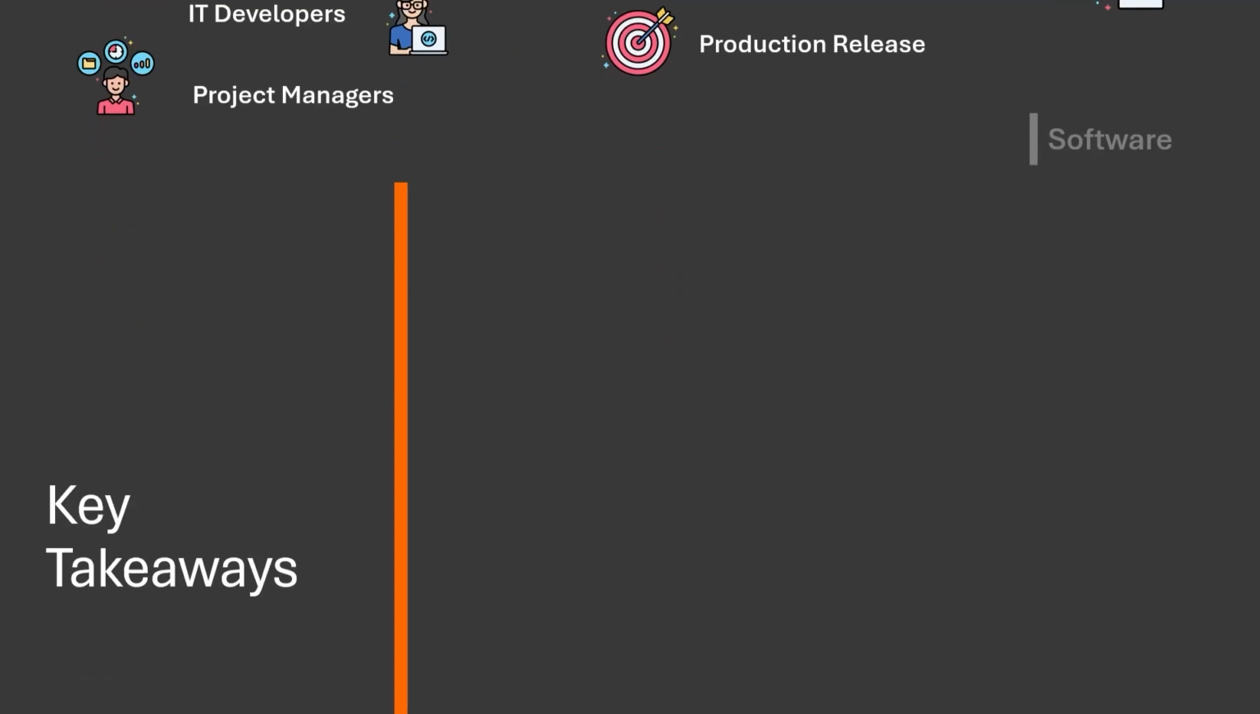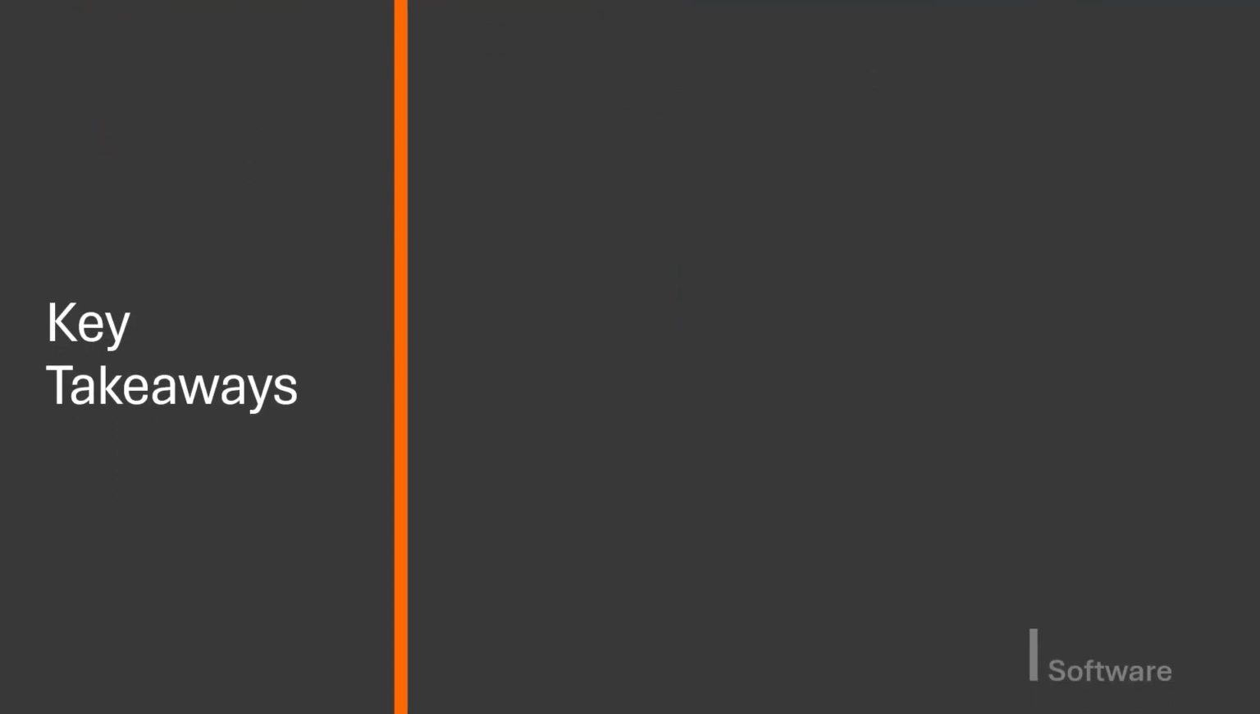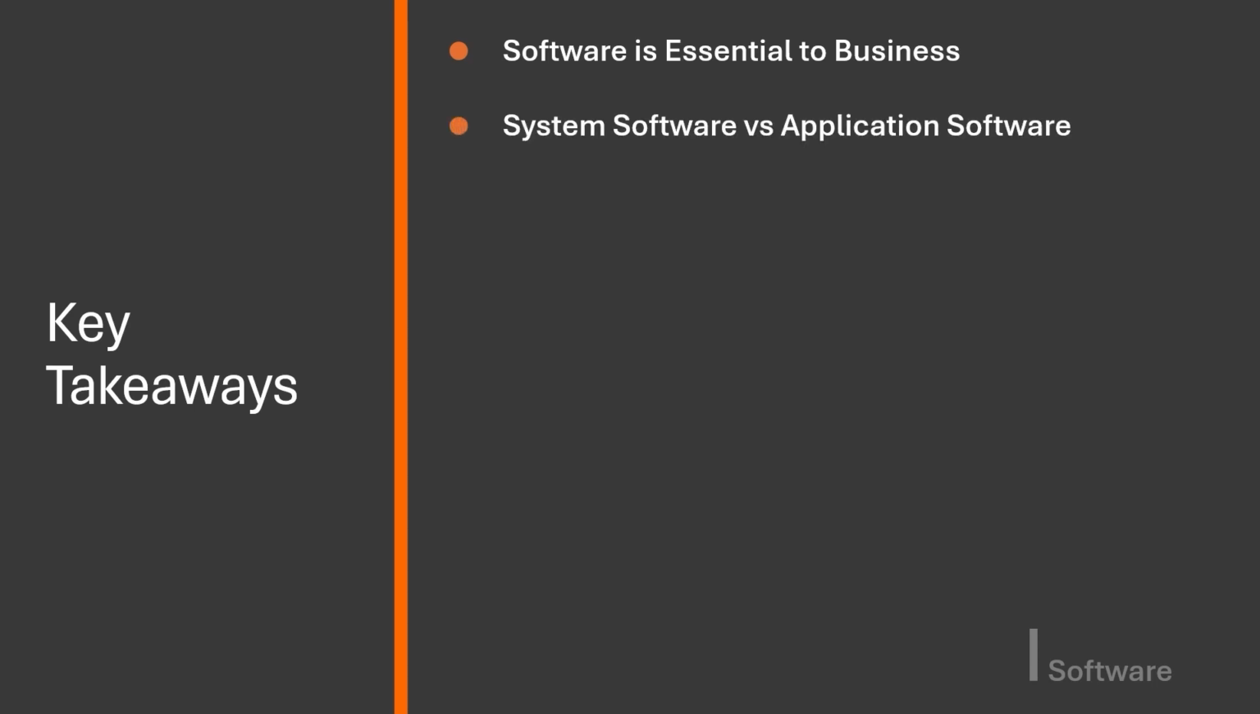Okay, that brings us to the end. To wrap up, here are the key takeaways from today's session on understanding software and its role in business operations. Software enables businesses to perform tasks efficiently, streamline operations, and improve productivity. System software keeps hardware running, while application software helps users perform specific tasks.